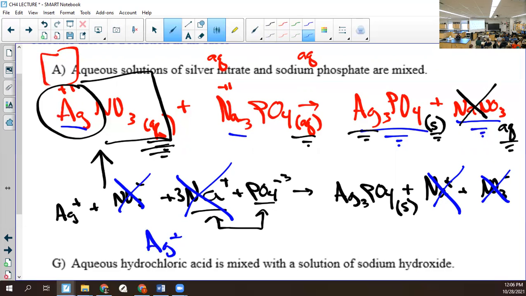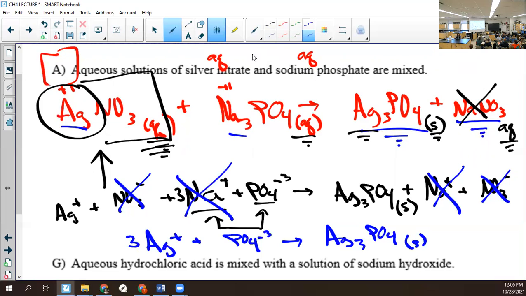So I have Ag plus and PO4 3 minus goes to Ag3PO4 solid. I must fix one final thing. Tell your partner what it is. It's not balanced. I need a 3 here, and then I'm ready to roll. That's what we're looking for.